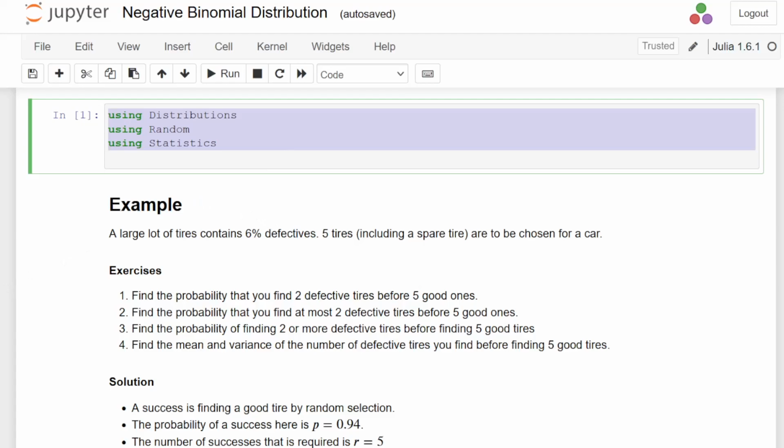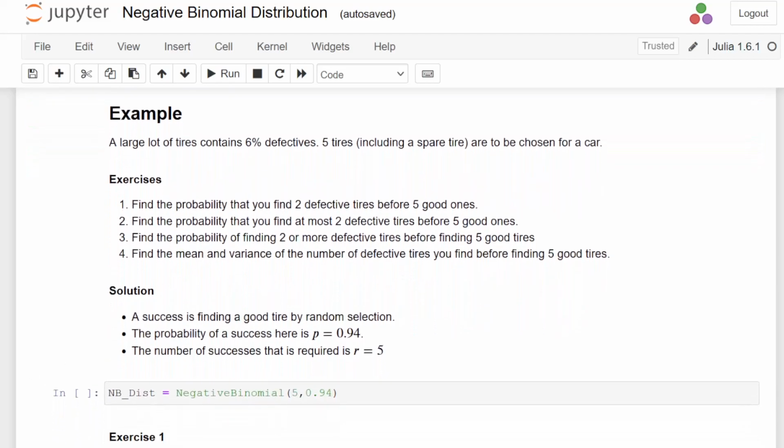A large lot of tires contains 6% defectives. So we have a very large warehouse of tires, but there are a few defectives here and there. They're 6%. What we need to do is pick out 5 tires for a car. Okay, that's the four wheels plus a spare tire, for the back of the car.